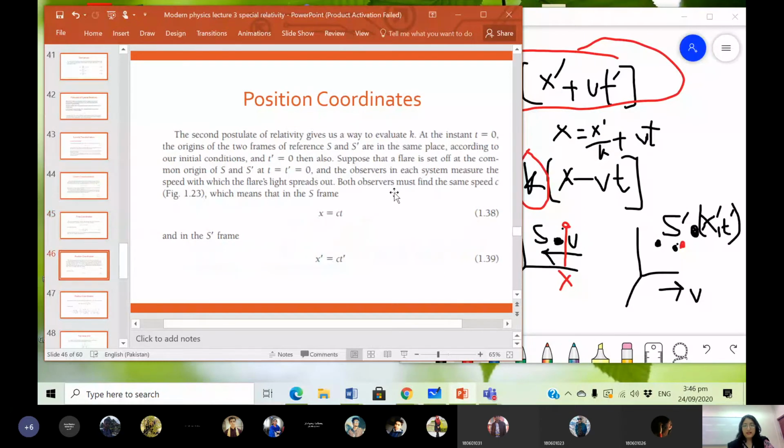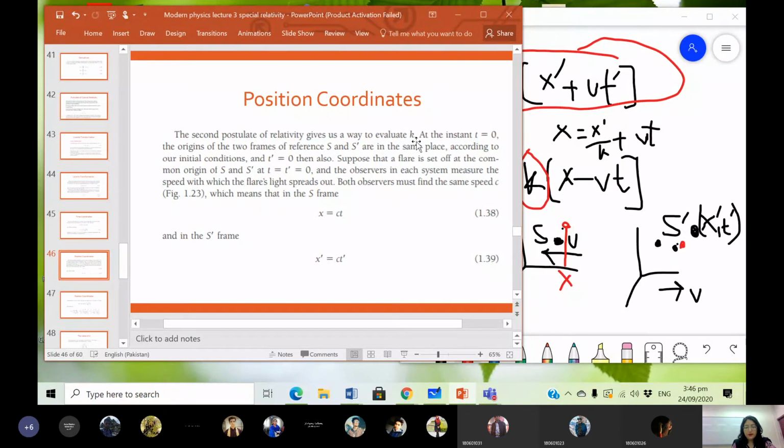And what we want to do now is that the second postulate, we want to use that. What will the second postulate say? The second postulate says that the speed of light is c, right? So we want to use that second postulate of relativity. We wanted to evaluate our value for k.